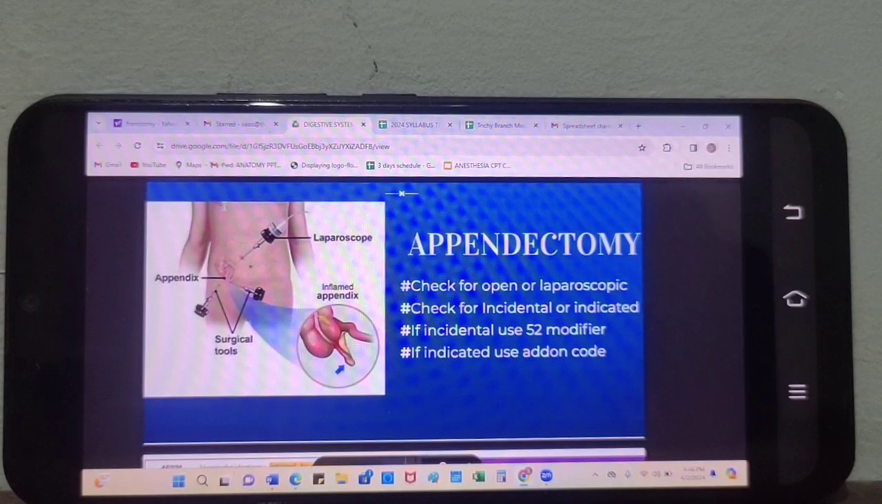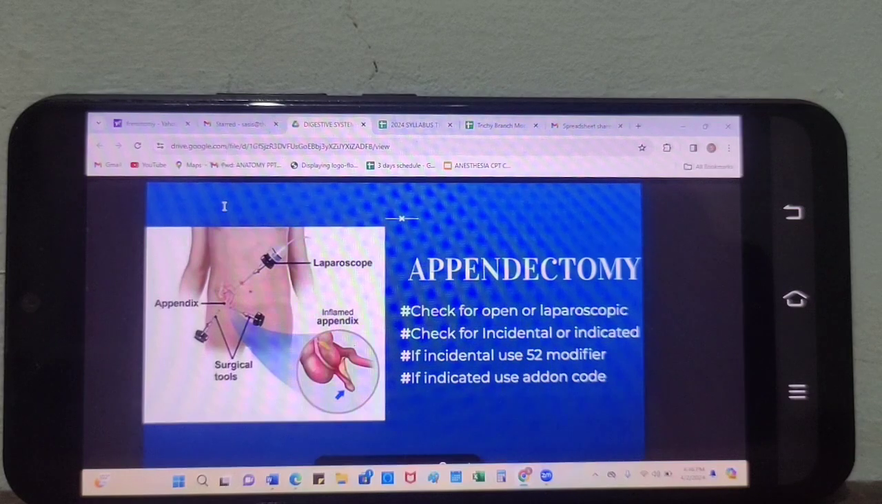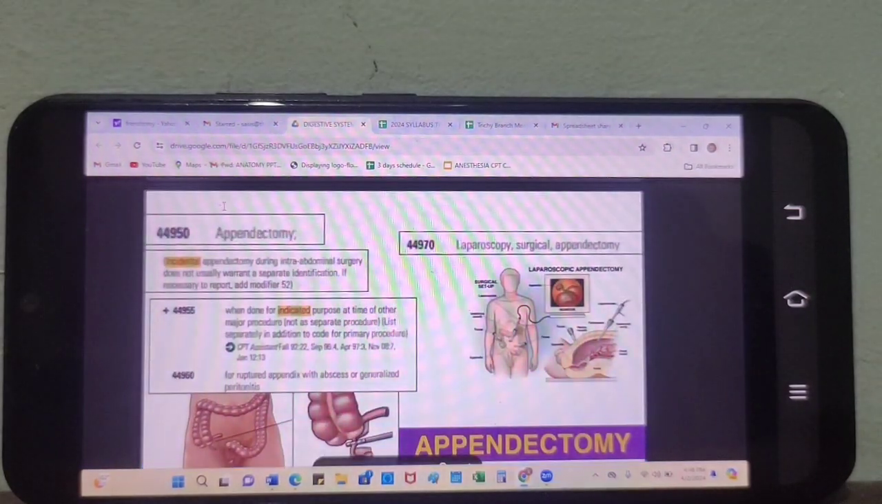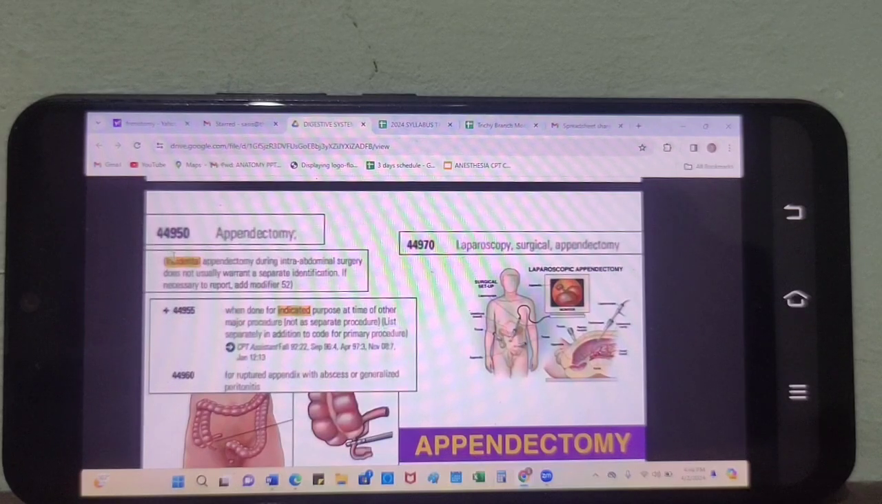Ma'am, if it's indicated, then no need to append modifier 52, ma'am. For indicated, we should report add-on codes. For incidental only, we should append modifier 52. Okay? Okay, ma'am.